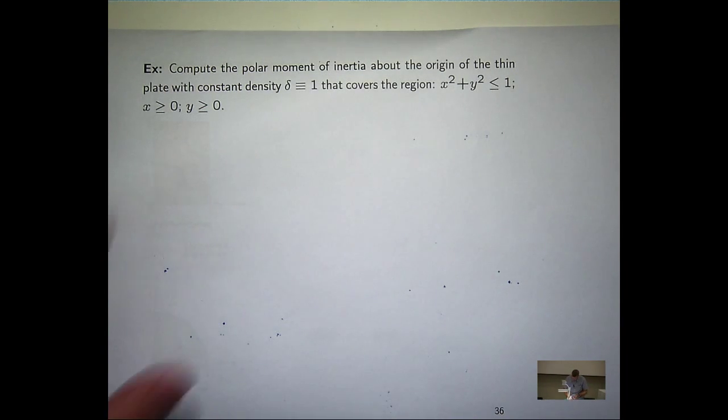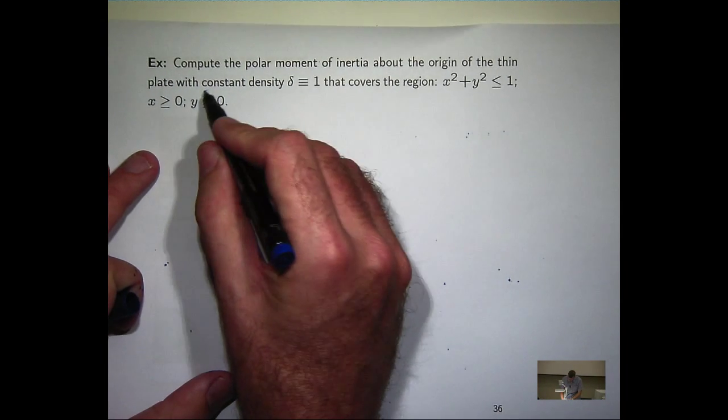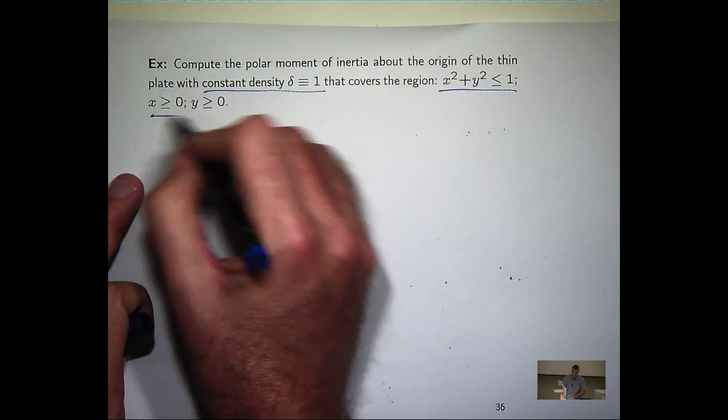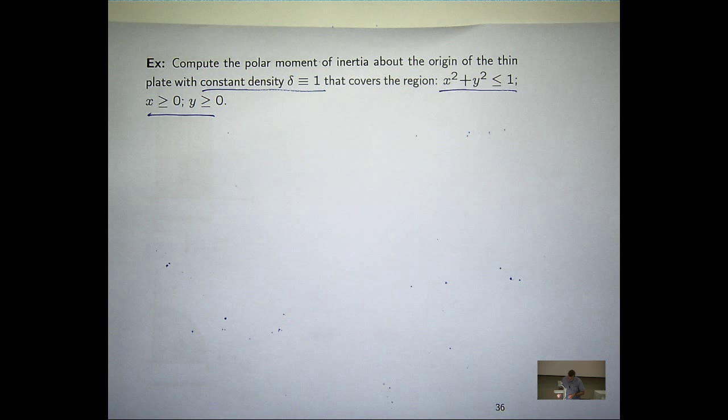We've got a thin plate with constant density, and it covers this region here. This question asks us to calculate the so-called polar moment of inertia about the origin. Now, we talked about this in the previous lecture, but here we'll use polar coordinates. And this is, in general, a good starting point for calculating these polar moments of inertia. And I'll show you why in a minute.